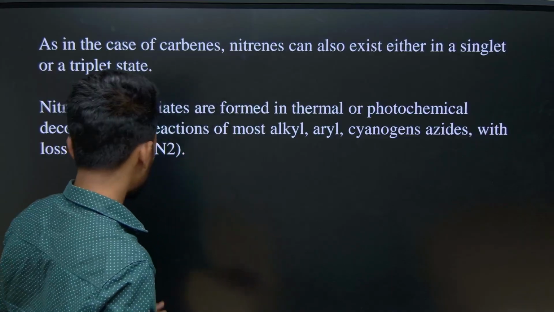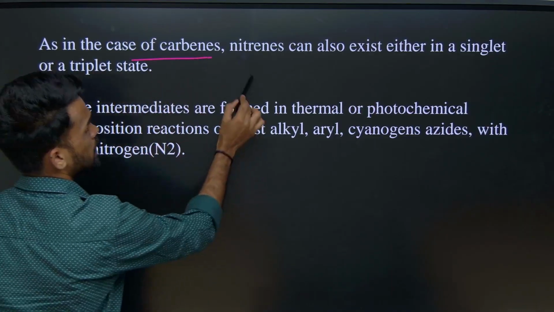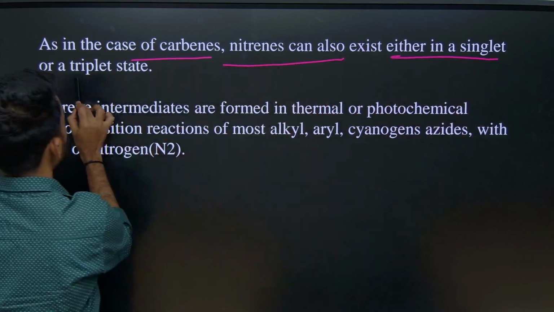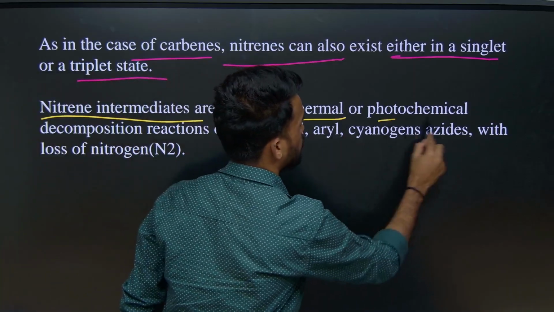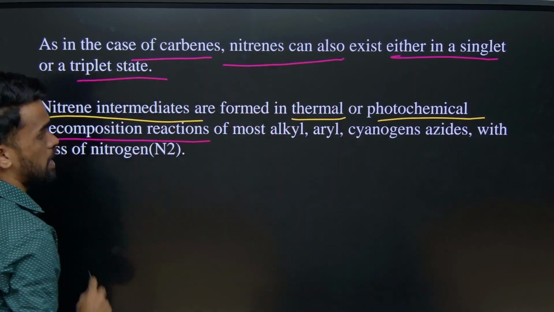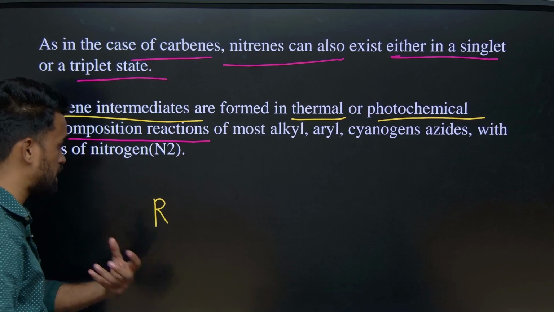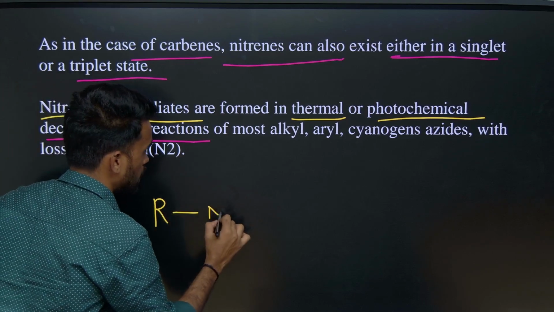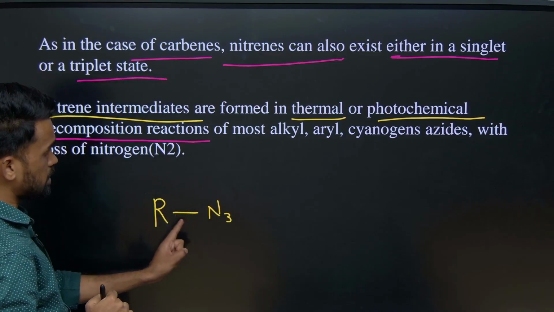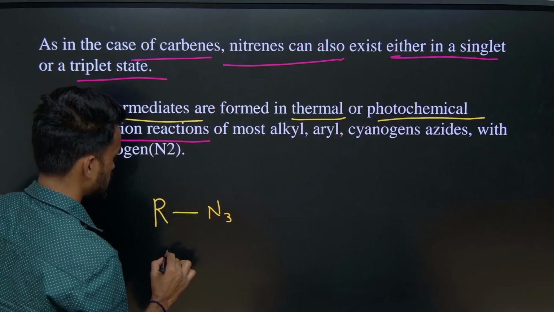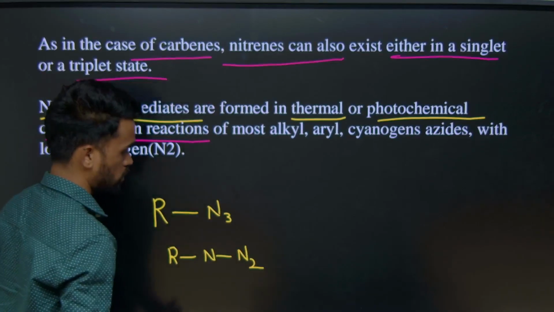Okay, now, how is this formed? So here, as in the case of carbenes, nitrenes can also exist either in singlet and triplet state. Nitrene intermediates are formed in thermal or photochemical decomposition reactions. So generally let us say some hydrazoic acid or its derivatives, let us say an alkyl group with some hydrogen I am taking like this. So here since it is like this now, we can write this as R N N2.